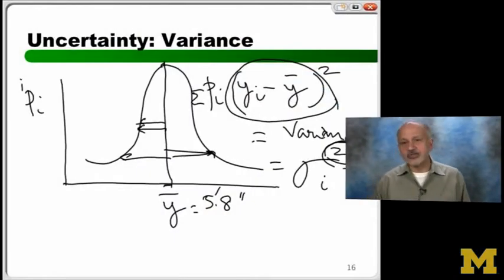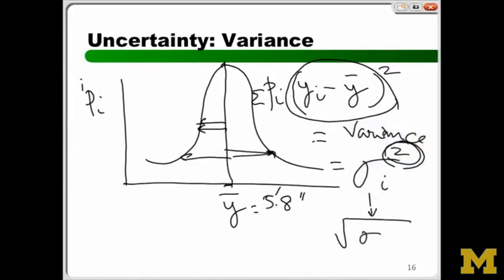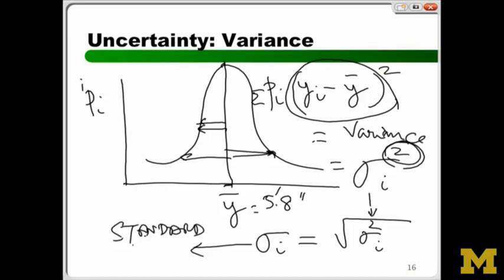However, look at its units. The units of average are what? Inches. The unit of variance, or uncertainty about your estimate or average height, is inches squared. So what do we do? To make it the same unit, we take the square root of sigma squared i, which we call sigma i, which we call standard deviation.